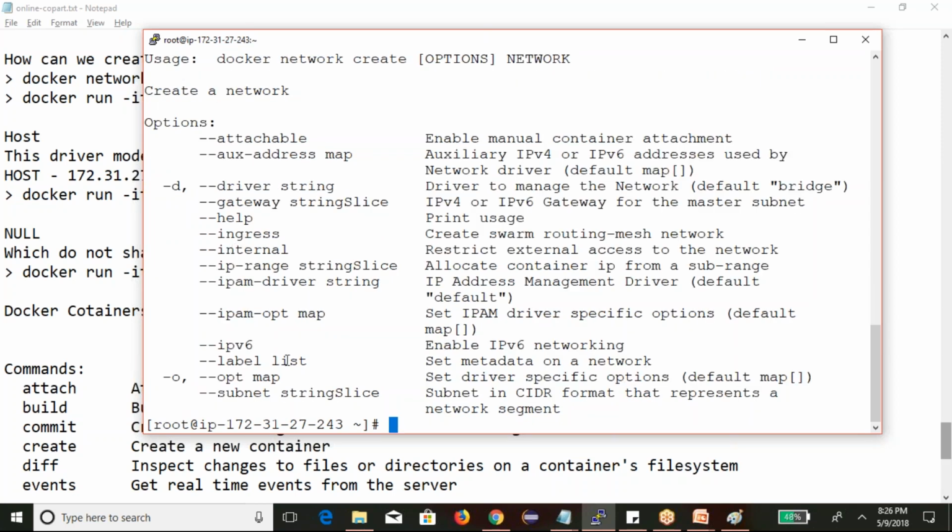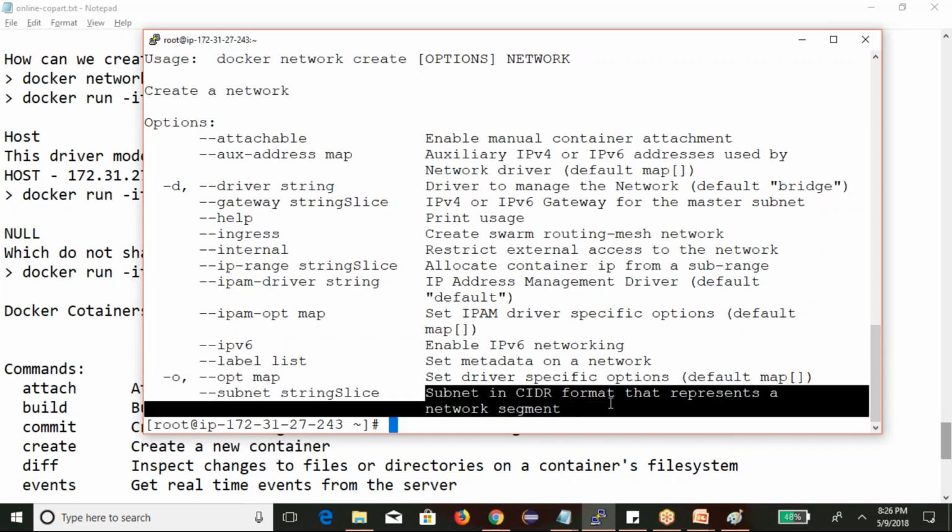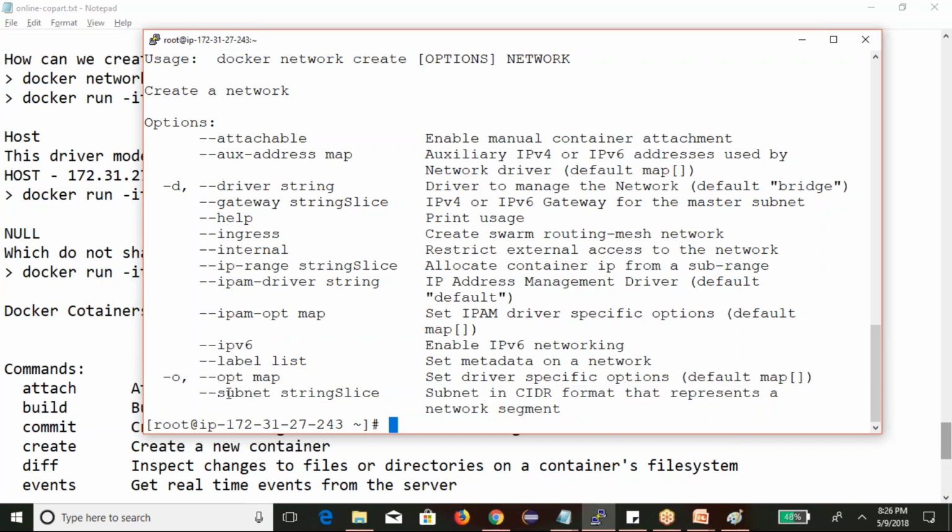Now you see that you can set the CIDR range using this option. See here, this is the one. Also here, I guess, subnet and IP range you can look at for this.